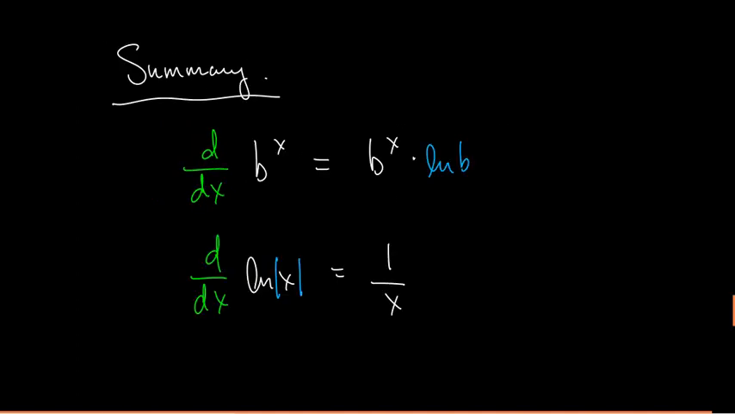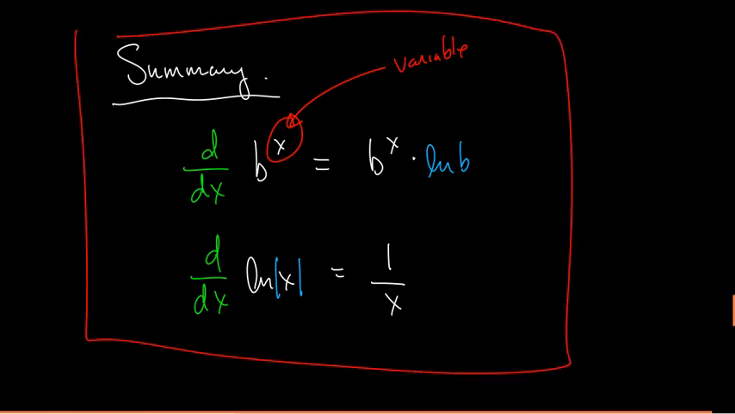Just to wrap it up, we went over 2 formulas here. One for derivatives of exponential functions, the other for the derivatives of log. And there were 2 things you have to remember. For exponential functions, the variable is always going to be in the exponent. That's the key thing you need to look for whenever you decide, should I be using power rule or should I be using this formula for exponential functions. And when it comes to log, remember the derivative of ln of absolute value of x is equal to 1 over x. And that's basically it.